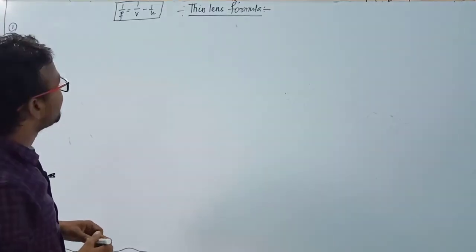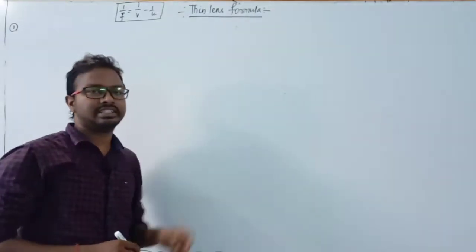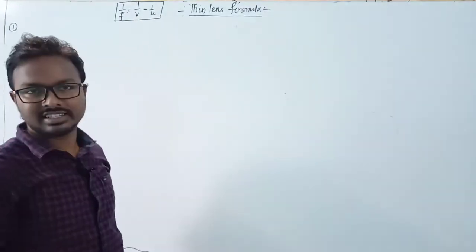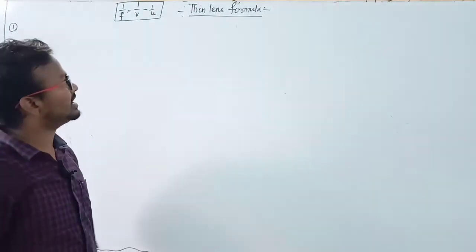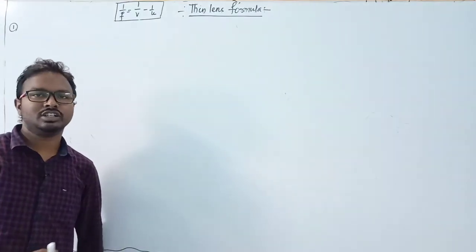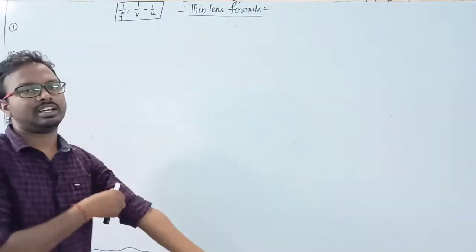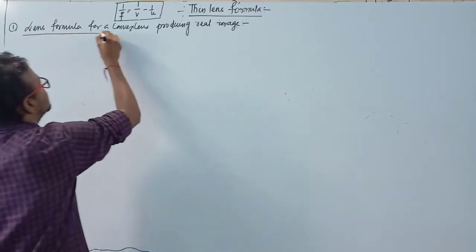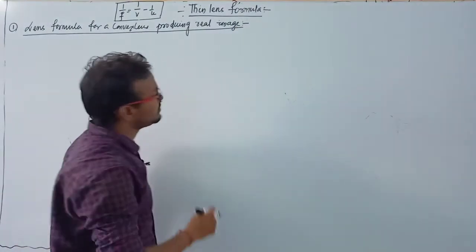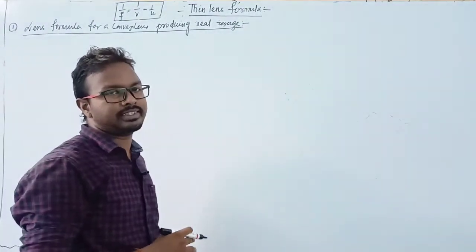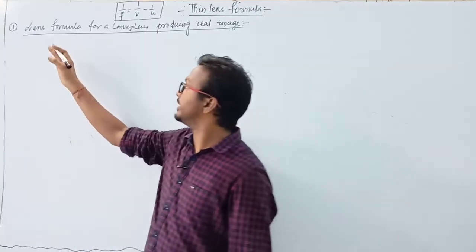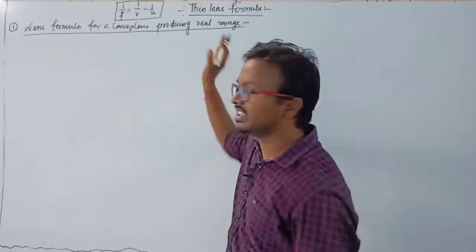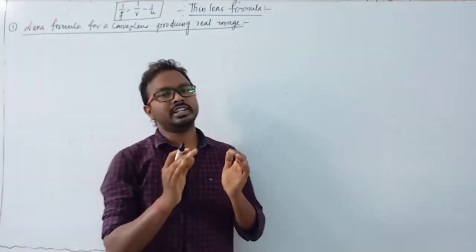And the formula which consists of the focal length of the lens, image distance and object distance, that type of formula is known as the thin lens formula. So here we discuss the thin lens formula for convex lens and concave lens. First we have to derive the lens formula by using a convex lens which produces a real image, or you can draw different cases of lens.